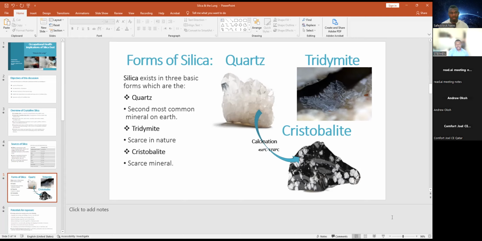There is a process called calcination, the heating of quartz to a high temperature of about 450 degrees centigrade to about 1,150 degrees centigrade, to convert the quartz to cristobalite and the like. During this process, there is a release of crystalline silica into the atmosphere, thereby exposing workers to inhale this crystalline silica. This process is more common within the manufacturing industry.